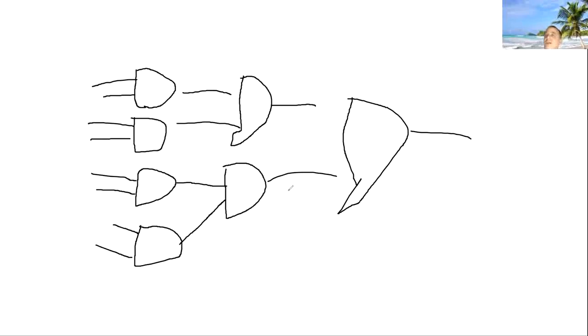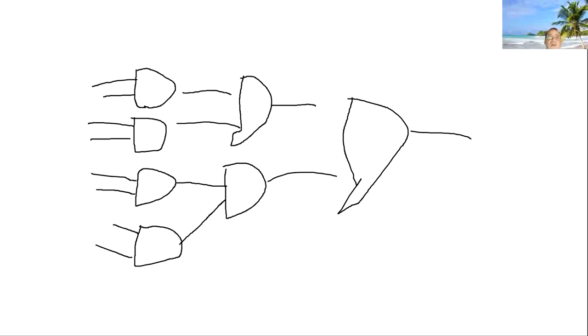The MUX is not magic. You got to build the MUX out of gates. And it's going to look like this. It's going to be a pyramid. It's going to get really big. And it's going to be expensive and big and slow. Think of the word slow. Slow is our enemy.